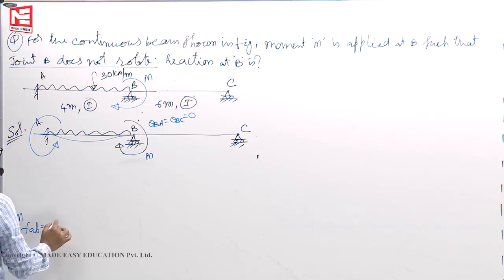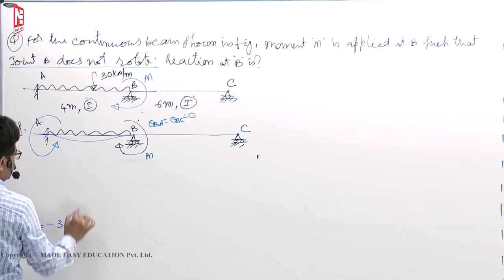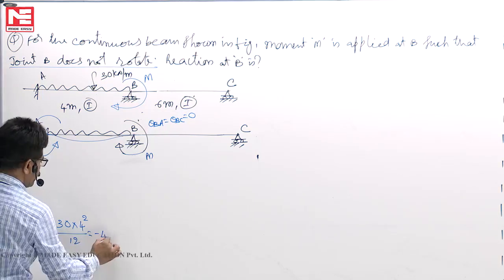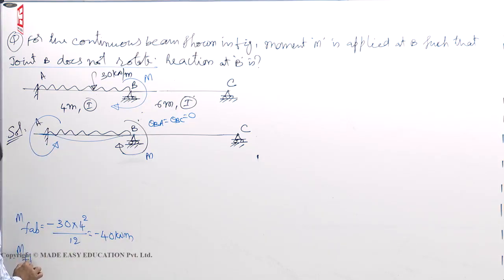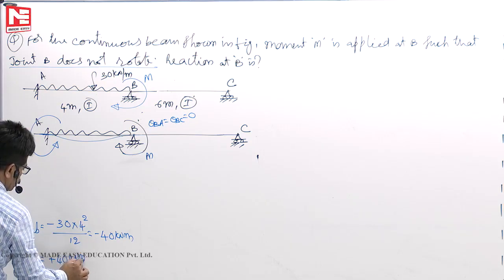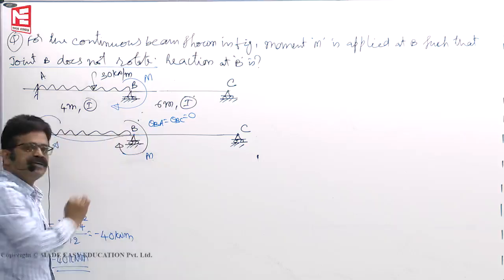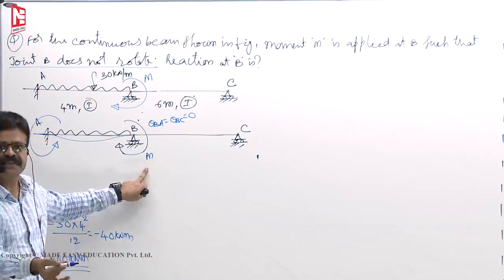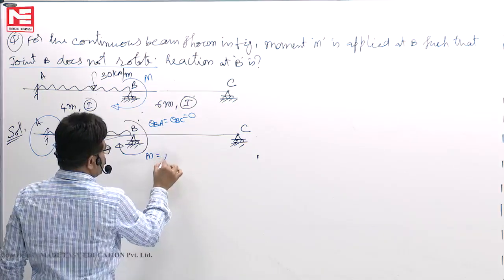MFAB minus WL square by 12, 30 into 4 square by 12. That means minus 40. MFBA plus 40. So fixed end moment must be 40. Otherwise slope will not be 0. Slope is 0 implies that your applied moment is like a fixed end moment. Otherwise why will slope be 0? So your M must be 40.